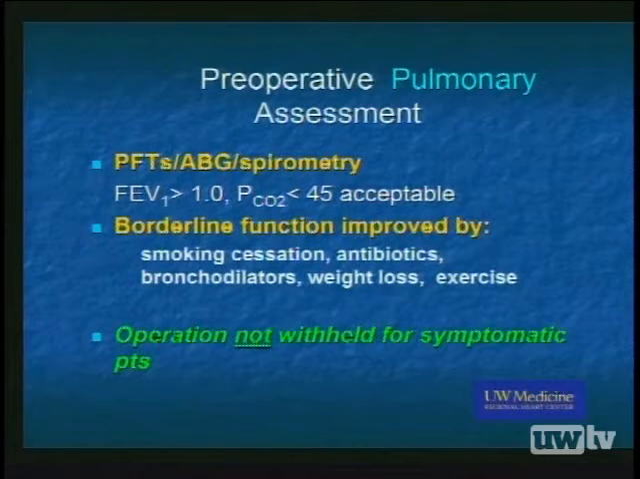Borderline function may be improved by smoking cessation for at least 6 weeks, antibiotics, bronchodilators, weight loss, and an exercise regimen that typically lasts 1 to 3 months. Once again, operation is not withheld for symptomatic patients or patients who present emergently. This is for elective case evaluation.